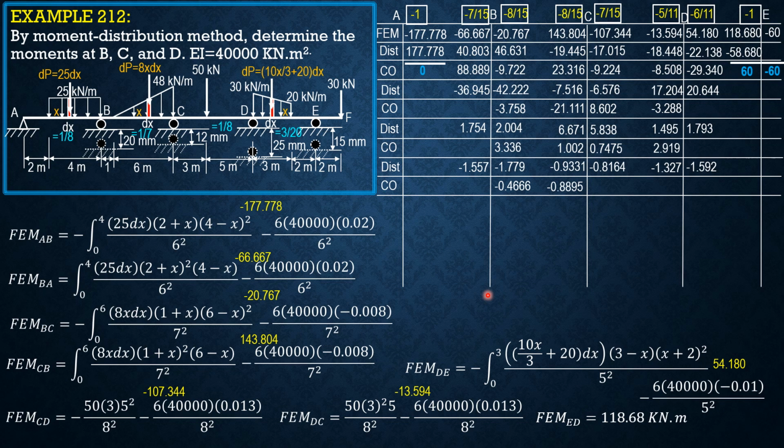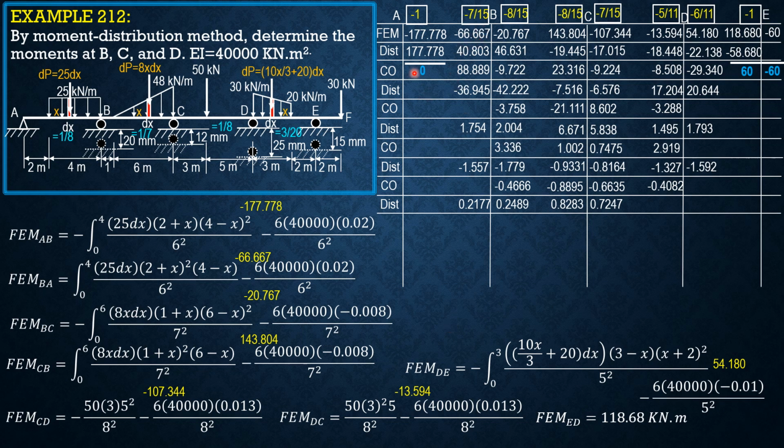Then carry over. So half of negative 0.1158, half of negative 0.2209, half of negative 1.1647, half of negative 0.1014, then lastly, distribute. So distribute negative 0.0579 to these distribution factors. Put the values here. Distribute these unbalanced moments to these distribution factors. Put the values here. Then negative 0.0507, distribute. Put the values here. Then we lock finally.